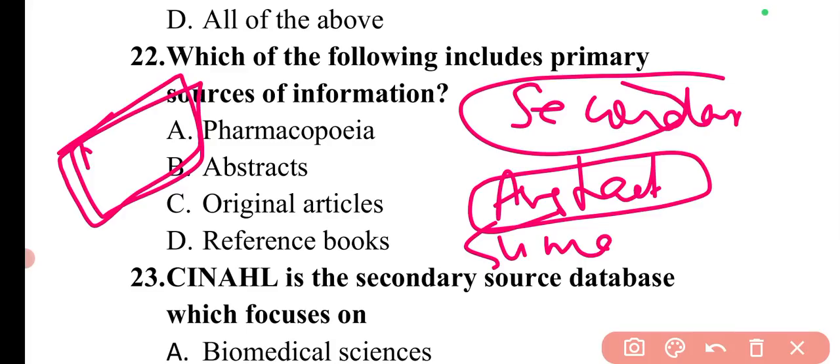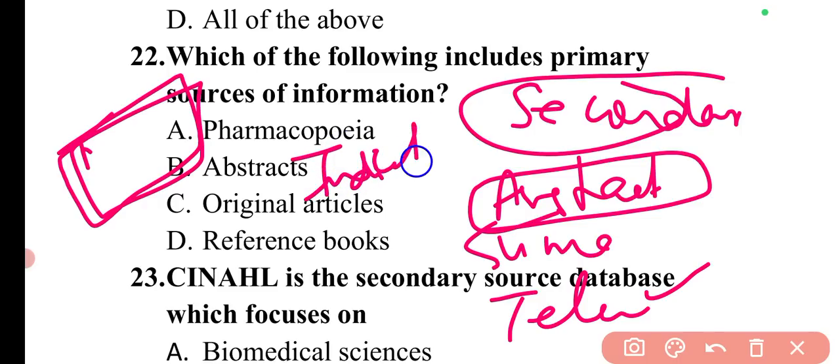For example, they can be telegraphic abstracts in which only a string of words are given. They can be indicative abstracts which are structured in the form of sentences. They can be informative abstracts which are simply a summary part. So these are the secondary sources of information.